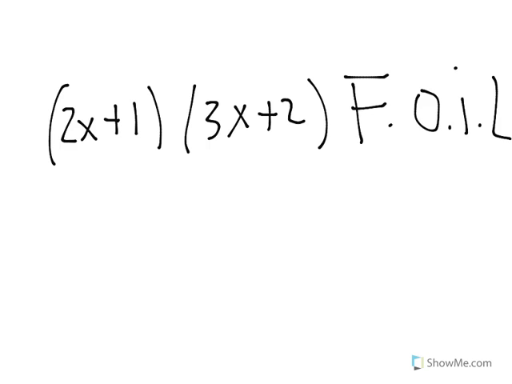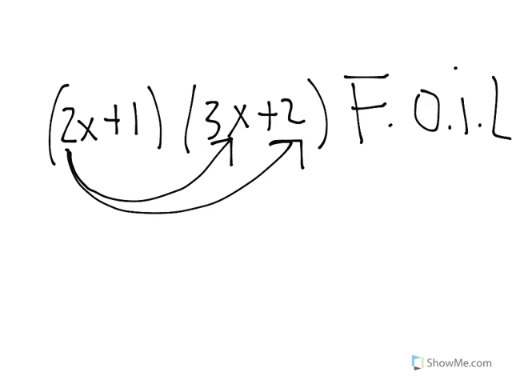So first you start with your outside term, and you multiply this term by both of the ones in the second parentheses. So you have a 2x times a 3x, which is equal to a 6x squared, and a 2x times a 2, which is a 4x.